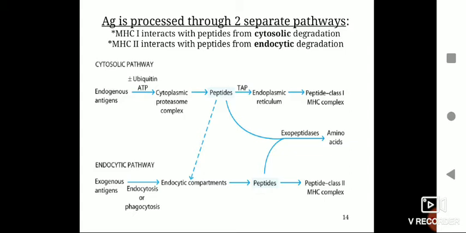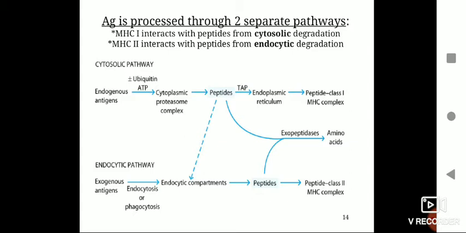protein to the endoplasmic reticulum, there they will be bound by class 1 MHC molecule, and this class 1 MHC bound peptide will then be expressed on the surface of the target cells. This is what is happening in the cytosolic pathway.